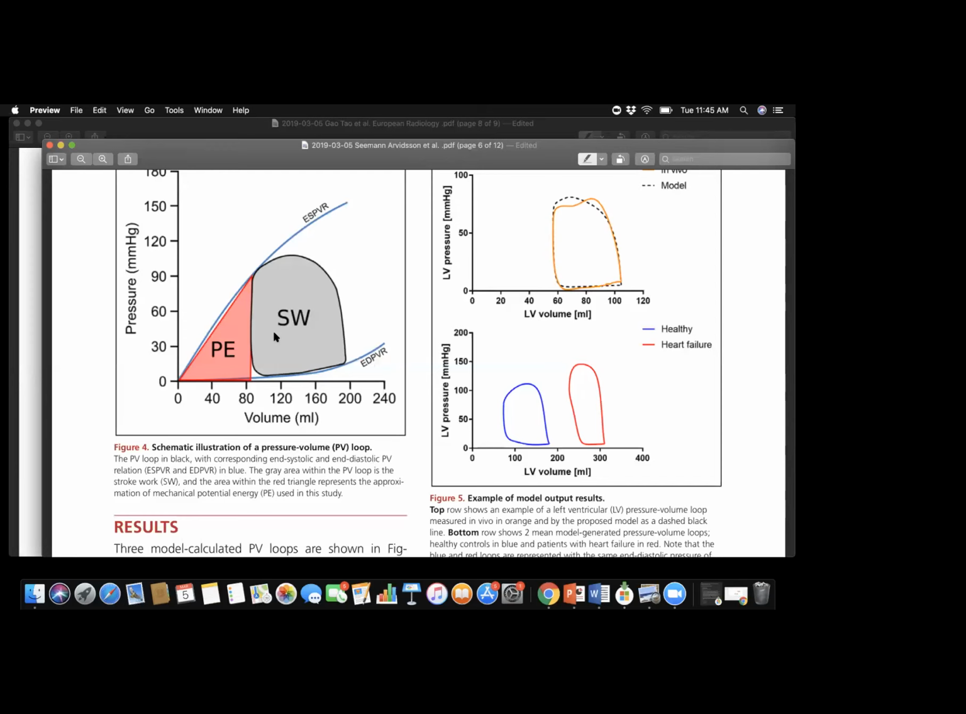The area under the curve is basically your stroke work, and that means the external work performed by the myocardium to eject blood. And here, the potential energy on the left-hand side is basically the internal energy that the heart overcomes to eject blood. So overall, this area is an approximation of the myocardial oxygen consumption. So it's a lot of information that the pressure volume loop provides.